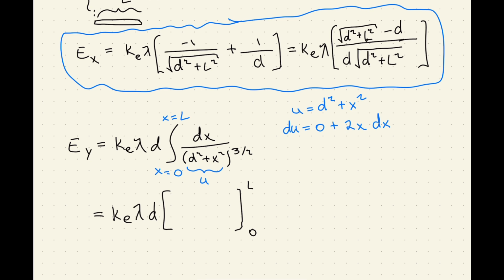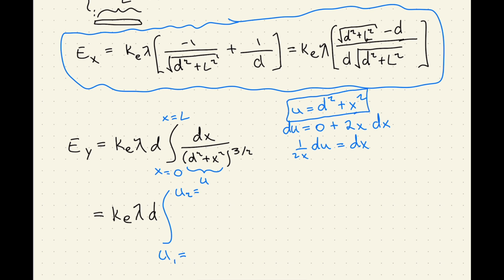So if we divide both sides by 2x, we get du over 2x equals dx. So we can simplify this integral using the u substitution. Now our bounds have changed from x to u, and they're actually the same ones. If we plug in x equal to 0, then u is equal to d squared plus x squared, which is d squared. And the top side, we have the same bounds as before.